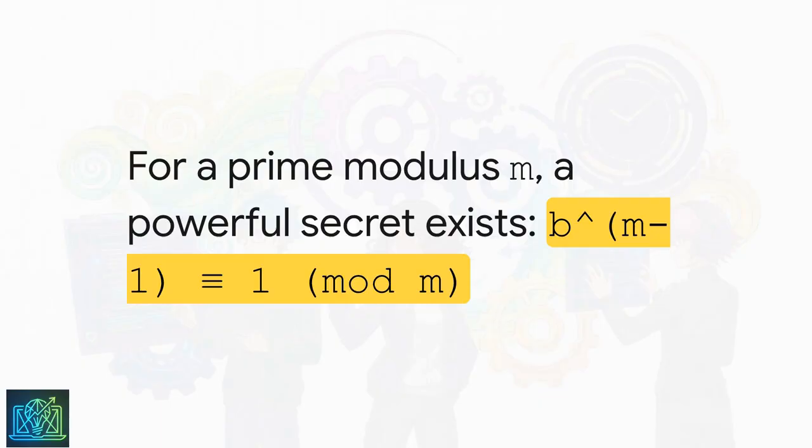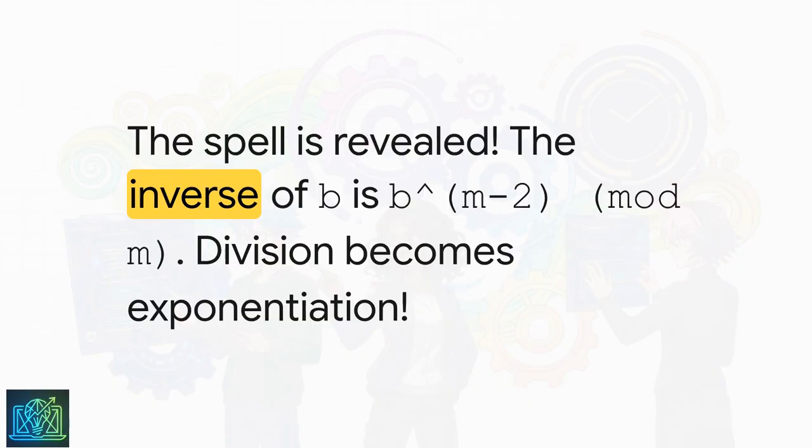Okay, but how in the world do we find this special key? Well, luckily for us, ancient mathematicians uncovered a really powerful secret. It's called Fermat's little theorem. It says that if our modulus, m, is a prime number, then any other number, b, when you raise it to the power of m minus 1, will always equal 1 in this clockwork realm. And that right there, that is the key to our solution.